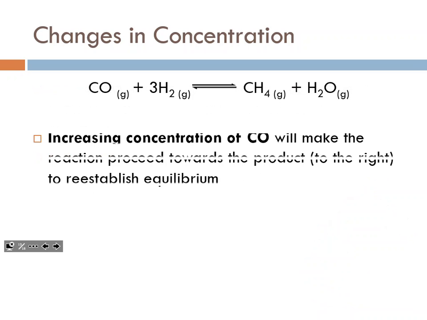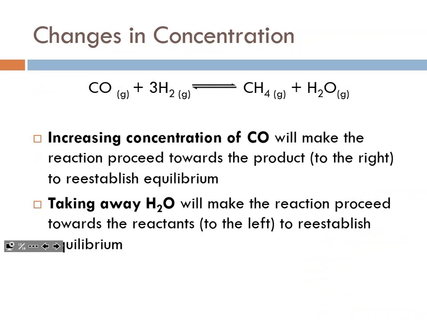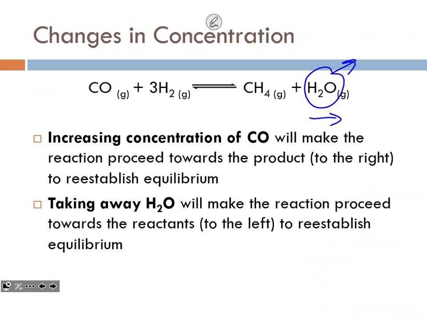Now, here, increasing CO, which happens to be a reactant, means it's going to proceed towards the products to reestablish equilibrium. But if we start removing substances, here removing water, taking water away, the opposite occurs. If you remove something from a side, it goes to the same side you removed it from. It wants to replace it. It's going to try to reestablish the ratio of products to reactants. So if I remove water, it's going to proceed towards the products and make more products. If I were to remove, say, hydrogen, it's going to proceed towards the reactants in order to make more hydrogen.